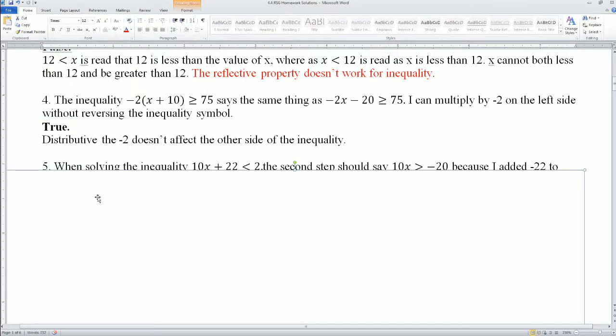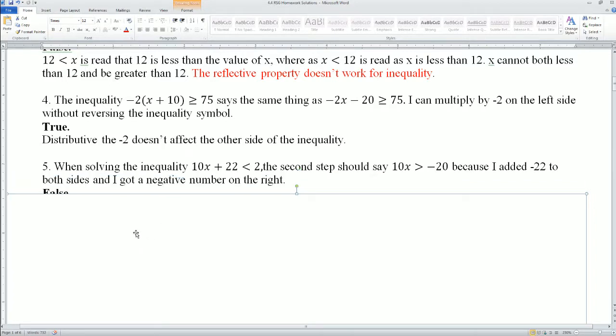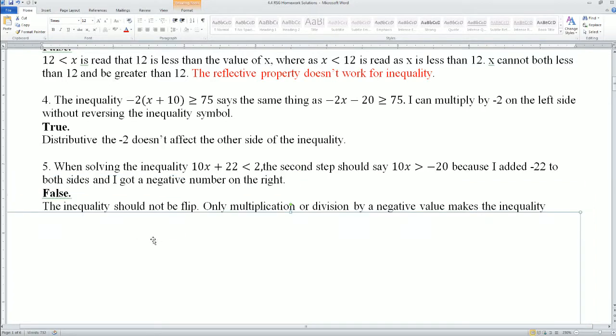5. When solving the inequality 10x plus 22 is less than 2, the second step should say 10x is less than -20, because I subtracted 22 from both sides, and I get a negative number on the right hand side. This is false. The inequality should not flip. The student here subtracted 22, and then this became a negative number. So the student says, hey, look, it's a negative number, I'm going to flip this now. Wrong. You do not flip it. Only multiplication and division by a negative value.